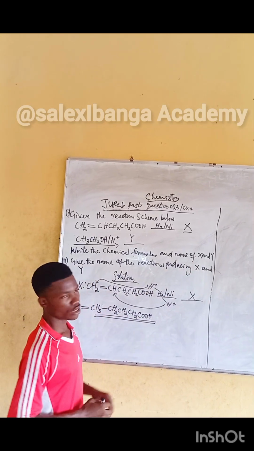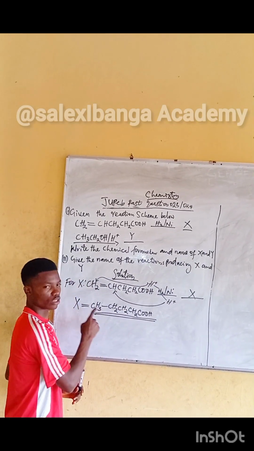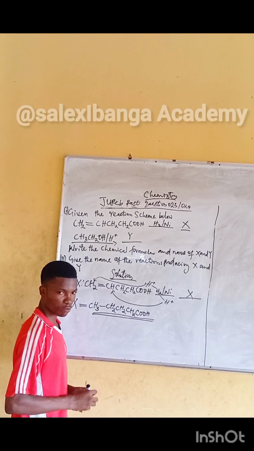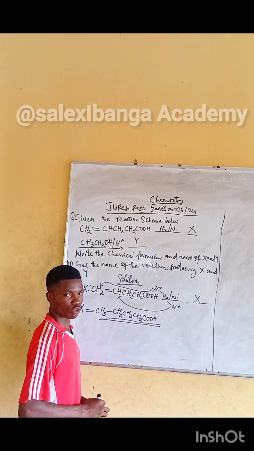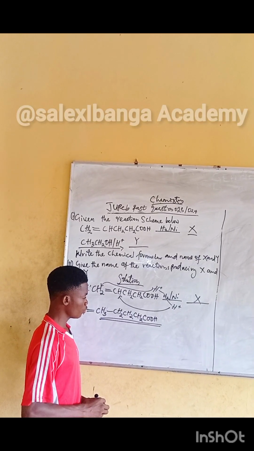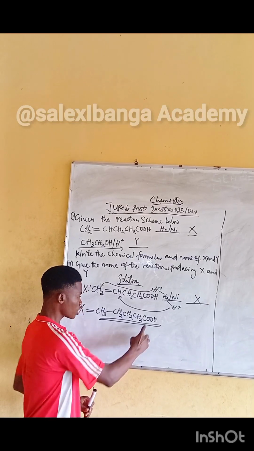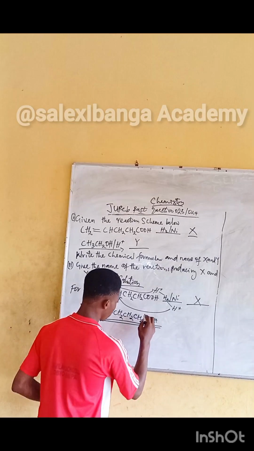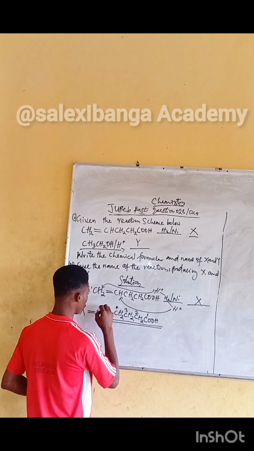Now I want to name X. For you to name this compound, start from the functional group, because we always give the functional group the smallest possible number. So if I'm starting from the functional group, this is my carbon 1, this is carbon 2, carbon 3, carbon 4, then carbon 5.